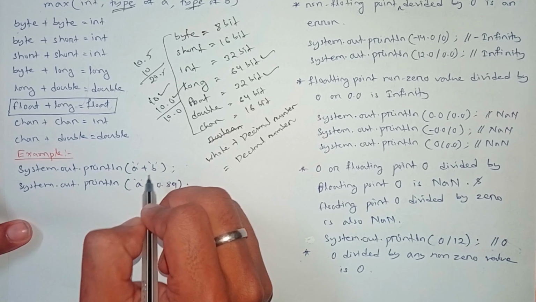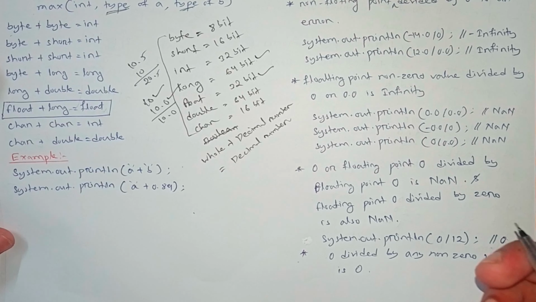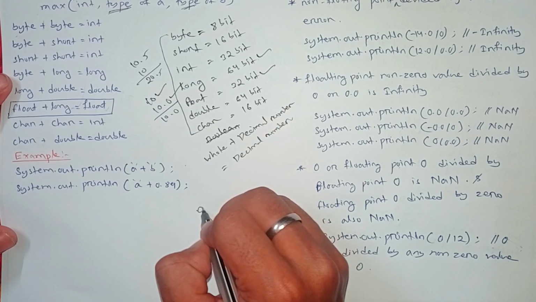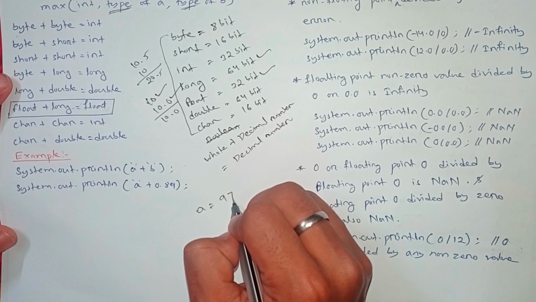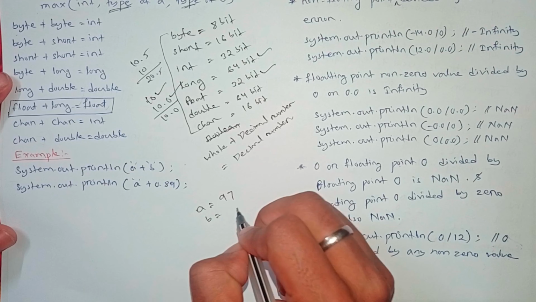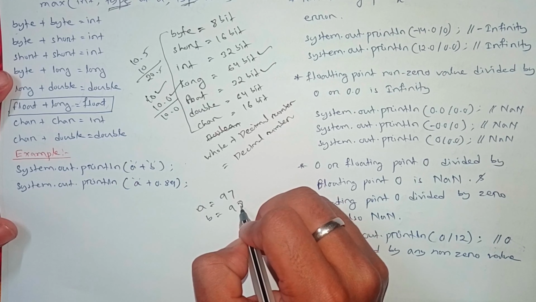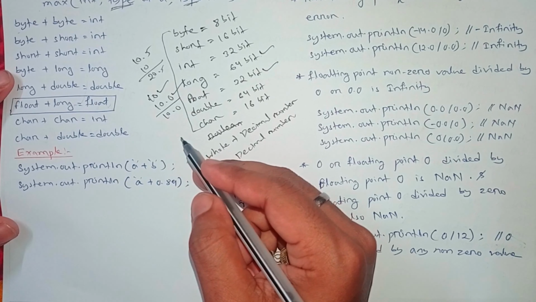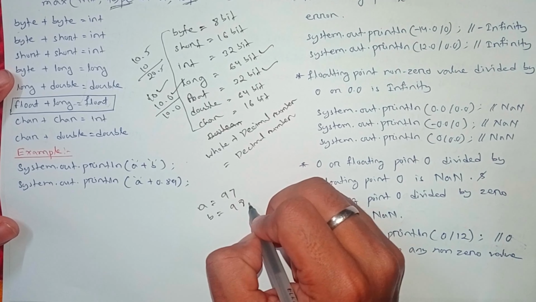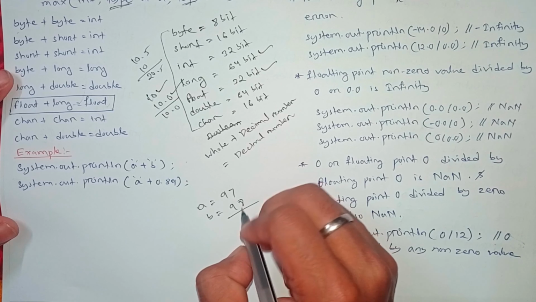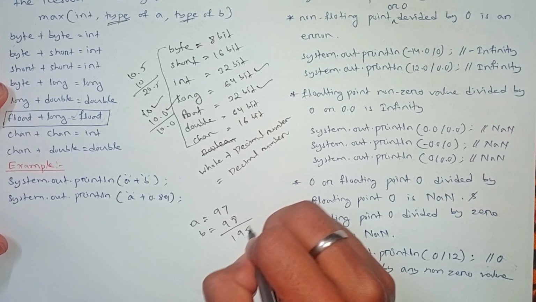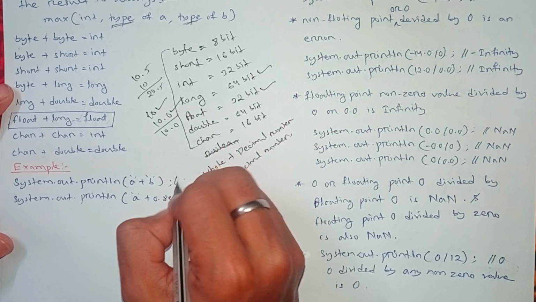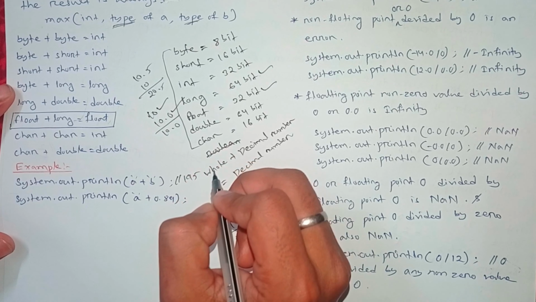System.out.println(a + b). Every character has an ASCII value. The ASCII value of a is 97 and b is 98. So if you add a plus b, it converts to their ASCII values and then adds. 97 plus 98, what is the output? The output is 195. So here we get the output 195.